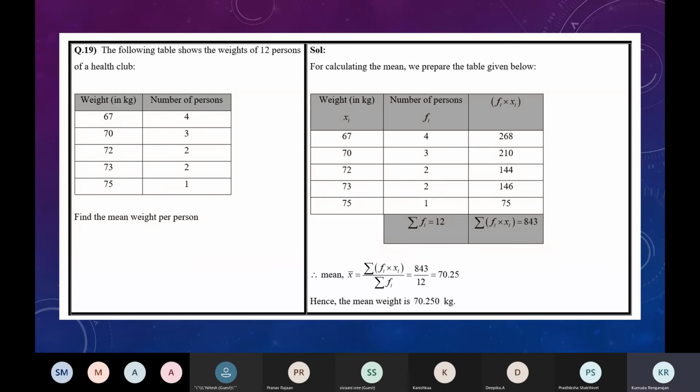This is the formula. So when to use this? The given table is a frequency table, and it is an ungrouped frequency table, not involving class intervals. It's a discrete frequency distribution or a discrete frequency table. When you have to find the mean of a table like this, then this is the formula. X bar is equal to sigma Fi Xi by sigma Fi.